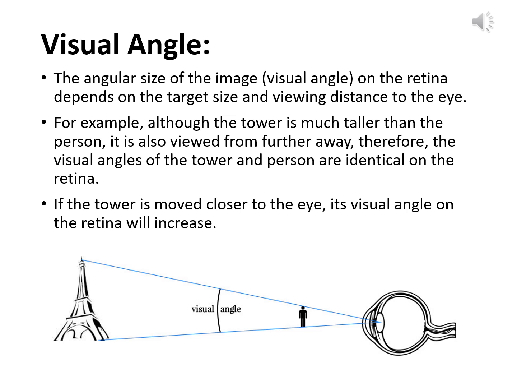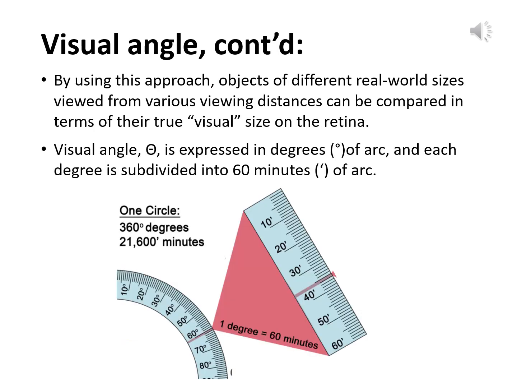For example, a person standing close to the eye can take up a large amount of space on the retina and take up as much space as a very tall tower that's much further away. If the tower is moved closer to the eye, then its visual angle will increase as it will take up more space on the retina. By using visual angle to measure size, the real size of an object and its distance can be factored into the description of the object, and we know that if two objects are of the same visual angle, then they are activating the same size patch of retina.